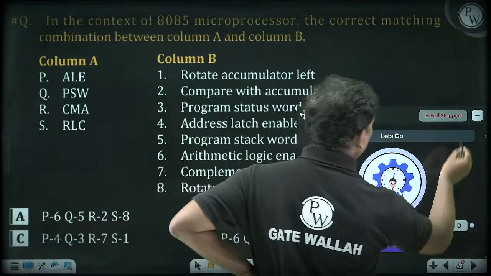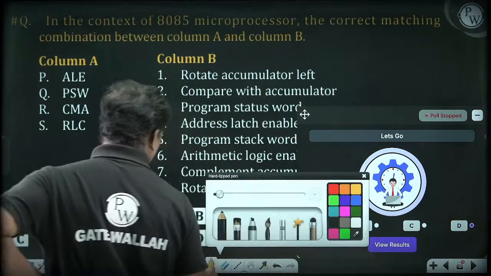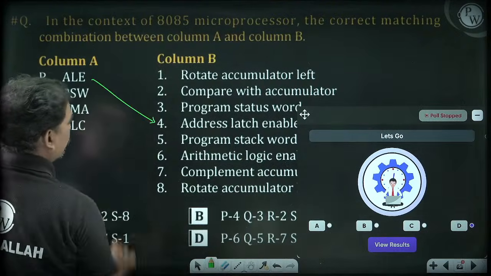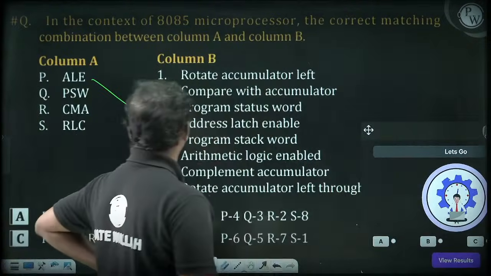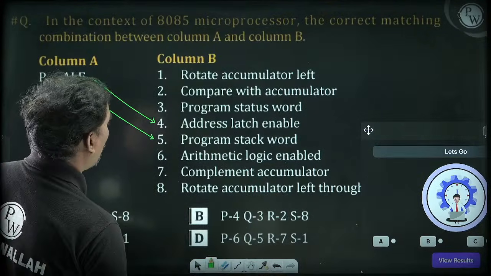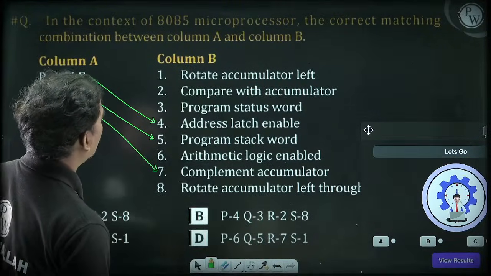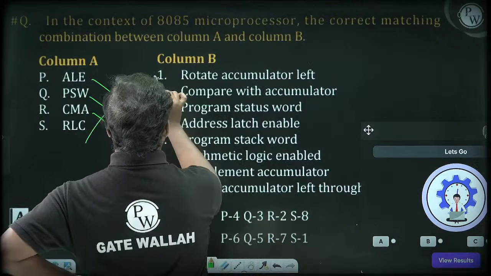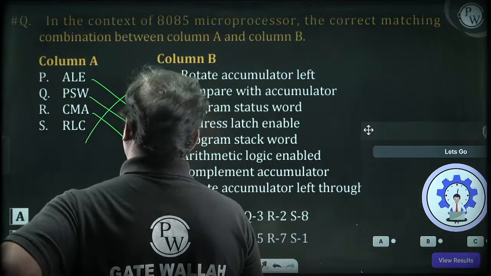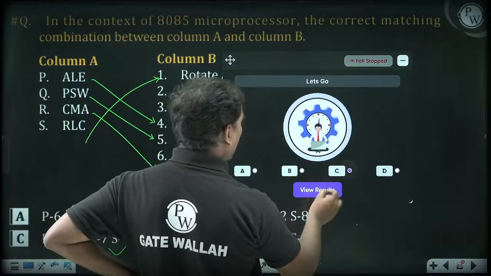Okay, now let us see what is going to happen. First of all, ALE stands for address latch enable. So this goes to 4. PSW means program status word. This goes to 5. CMA means complement accumulator. So this goes to 7. Next, RLC means rotate accumulator left without carry. So this is 8085. So S goes to 1, P goes to 4. So option C is the right answer.